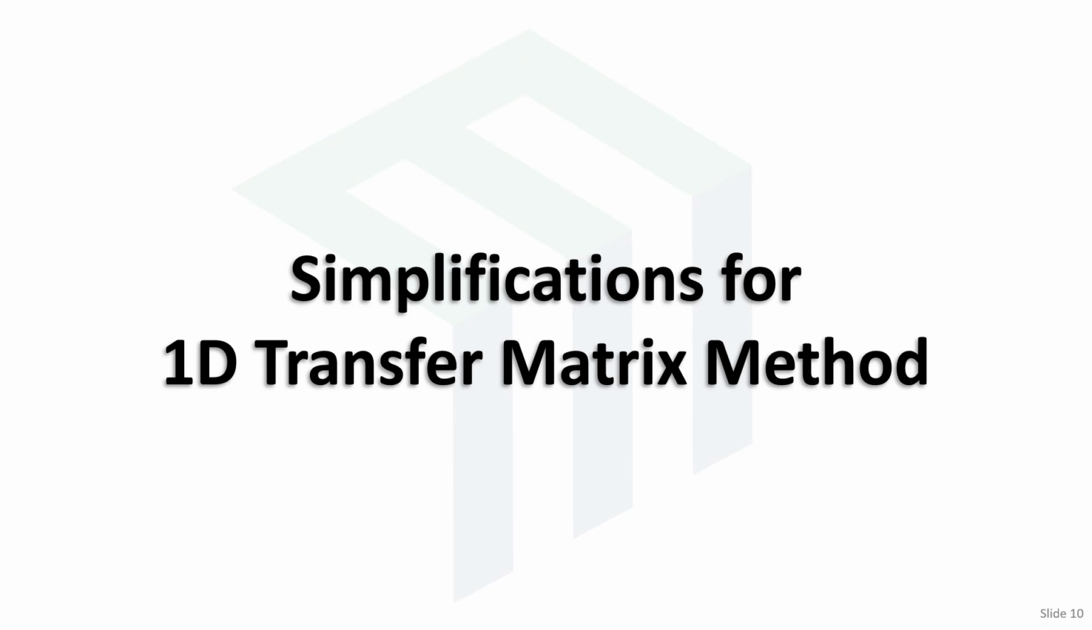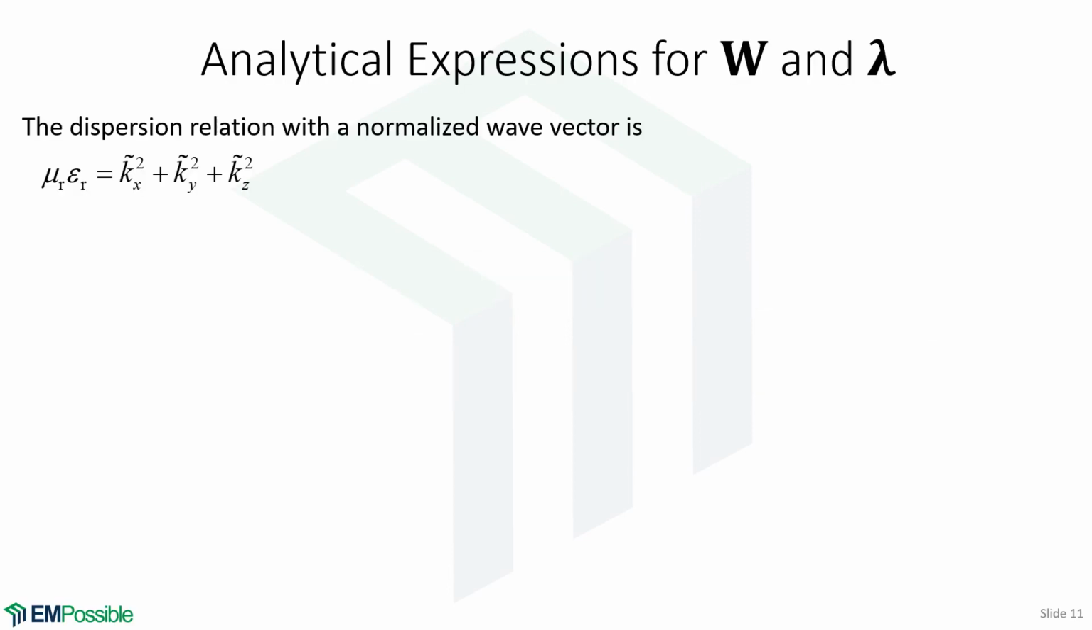Now let's discuss simplifications of the 1D transfer matrix method. Let's talk about our first simplification. It turns out our eigenvector matrix W and eigenvalue matrix lambda we can calculate with analytical expressions, and they're super easy. We don't have to call eig, and that's really neat. We certainly can call eig, but we don't have to, and that makes our code run a little bit faster.